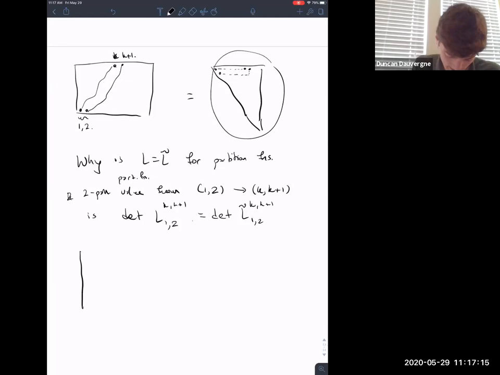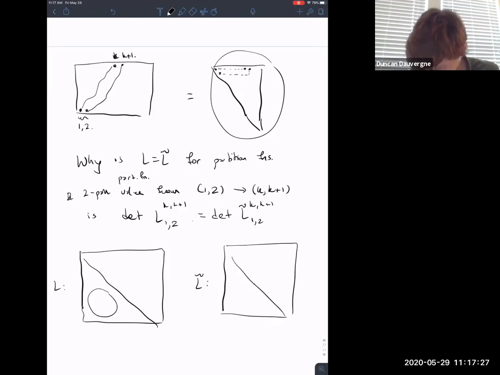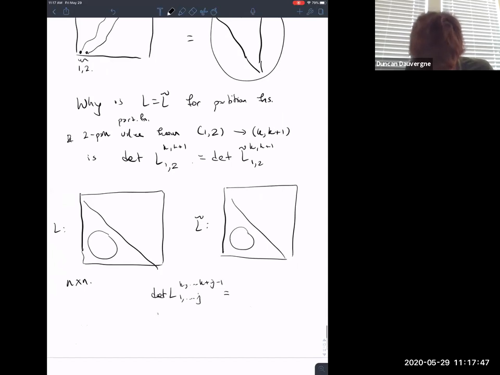So we have 2 matrices, L and L tilde. So this is L, this is my L tilde. They have entries which are 0 below the diagonal. These are both n by n. And we know that a bunch of their determinants are equal. So we know that the determinant of L with rows 1 up to J, columns K up to K plus J minus 1 always equals the determinant of L tilde with rows 1 up to J, columns K up to K plus J minus 1.